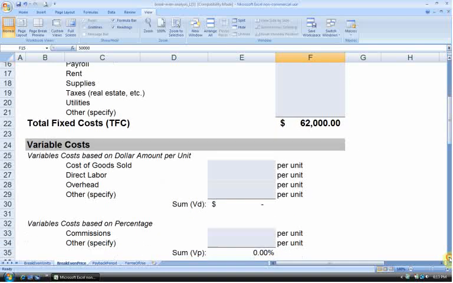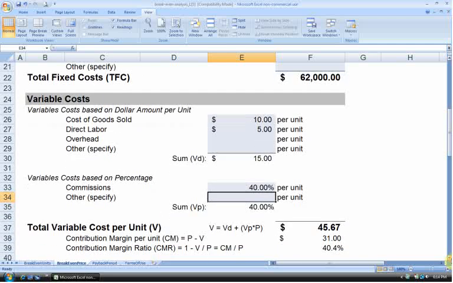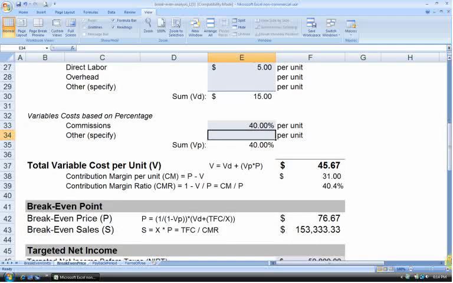And we have to input our variable costs, same as before: $10 for cost of goods sold, $5 for direct labor, and 40% for commissions. So now we've made the same basic inputs as before. Here is where it gets interesting. We can see that the break-even price, given 2,000 units in sales, needs to be $76.67. So that's what we're going to sell this product at in order to break even at 2,000 total sales.